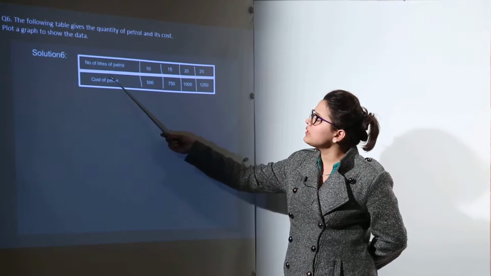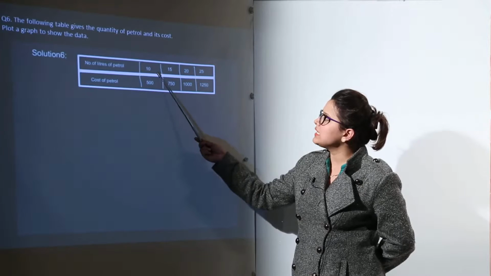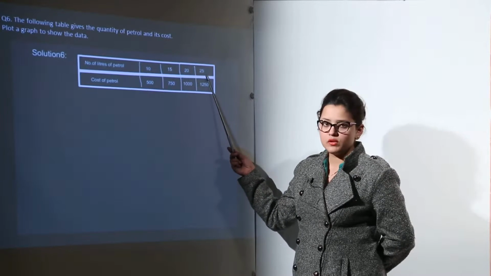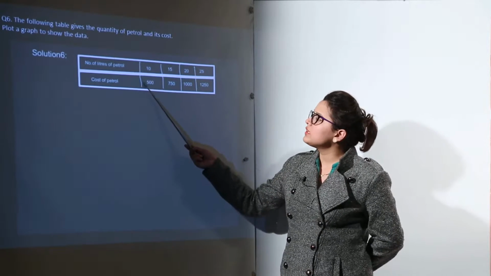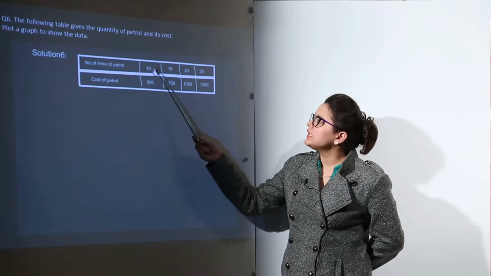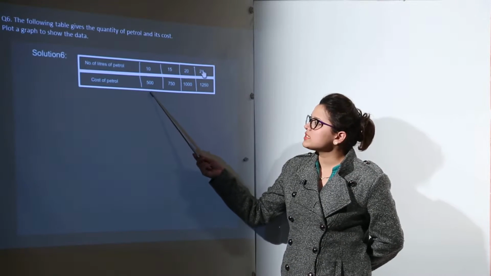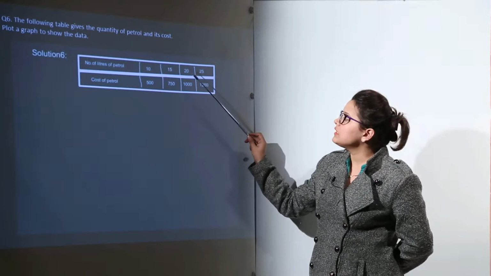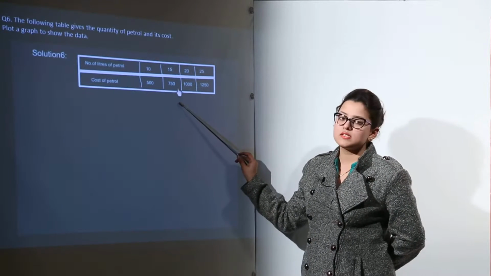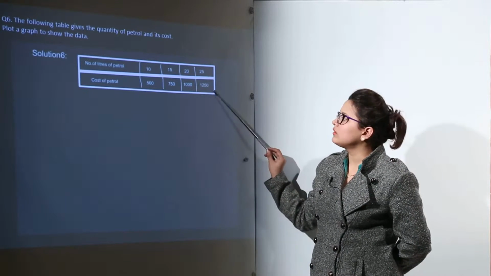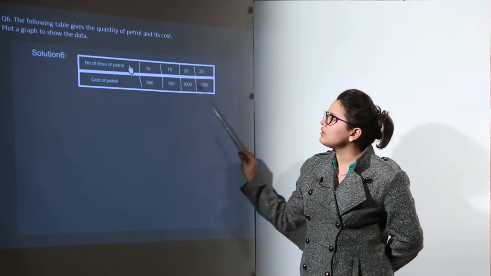We have been given the number of liters of petrol as 10 liters, 15 liters, 20 and 25 liters, and the respective costs are also given. That means 10 liters of petrol is going to cost us rupees 500, 15 liters of petrol cost us 750 and so on. So this data has been given to us.